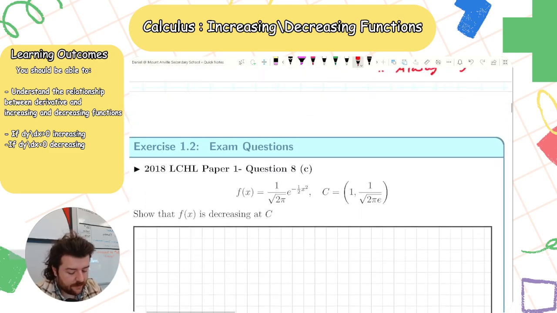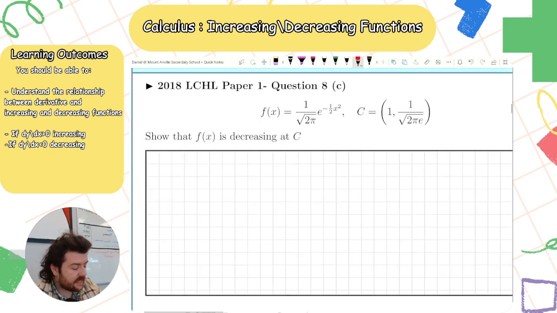All right, let's do some exam questions really quick. This is a nasty looking one, but it's actually not too bad. 2018: show that f of x is decreasing at point 3. So I need to find my first derivative, evaluate at x equals 1, and show that it's decreasing.